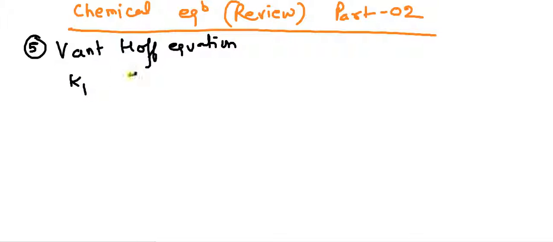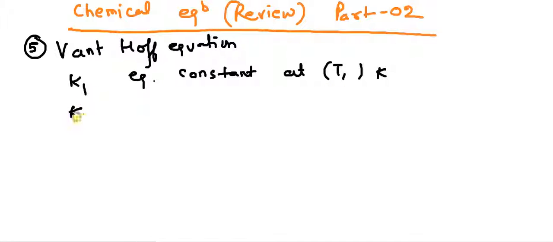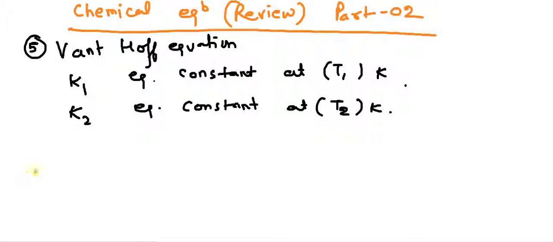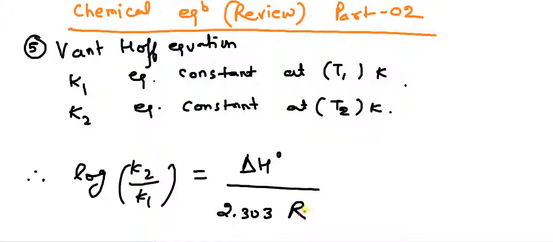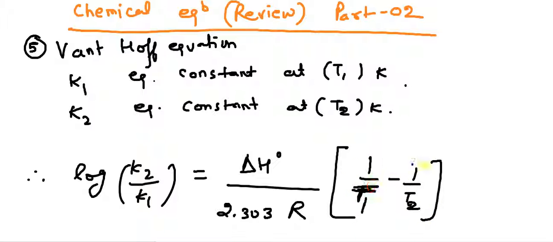It says K1 equilibrium constant at T1 Kelvin temperature. K2 is another equilibrium constant. It's not equation, it's equilibrium, okay? Equilibrium constant at T2 Kelvin. So there's a big formula here. It says log of K2 by K1. I'm not deriving it here. Delta H naught upon 2.303 R, then 1 upon T1 minus 1 upon T2. Okay, this is the relation.